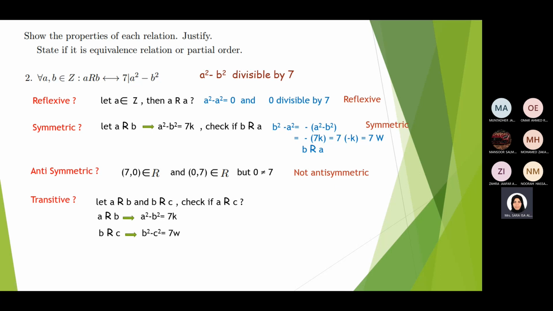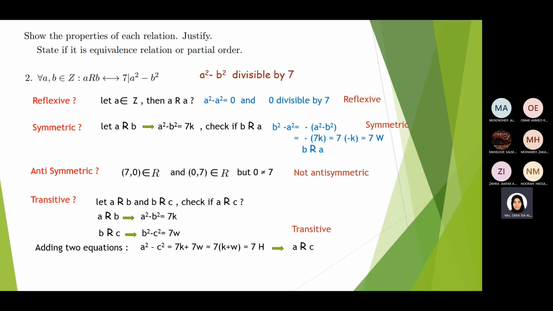We can add the two equations, because we have minus B square here and B square here. So I can add them. So it will be A square, these will cancel each other, minus C square will be equal to 7K plus 7W. Then you take 7 as a common factor. It will be K plus W, so it's 7H. So if I represent A square minus C square in the form of something multiple by 7, it means A is related to C. So in this case, it is transitive.